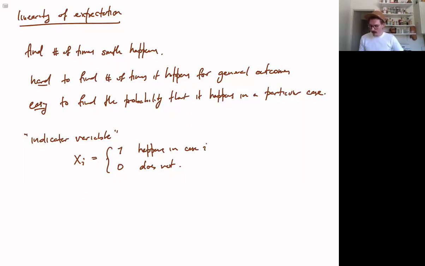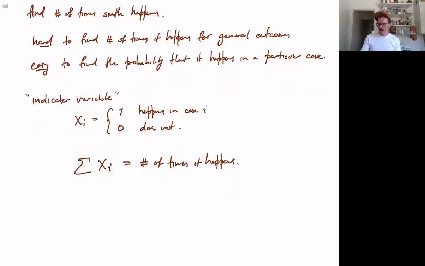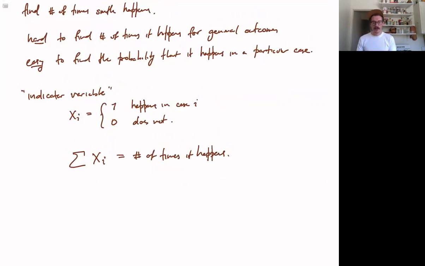Then when you take the sum of these indicator variables xi, you're taking a 1 in this sum for each time the thing happens. That means when you add it all up, you get the number of times it happens total. So to find the expectation of this sum, you just need to find the expectation of each indicator, which amounts to finding the probability that it happens in that particular case. Hopefully that made some sense, but it will make much more sense when we do it concretely in an example.